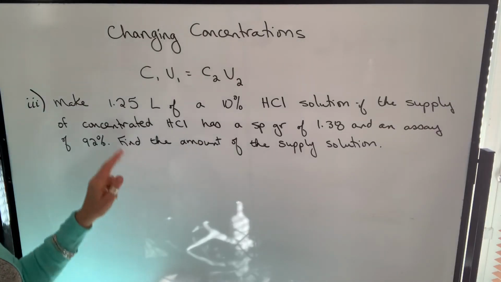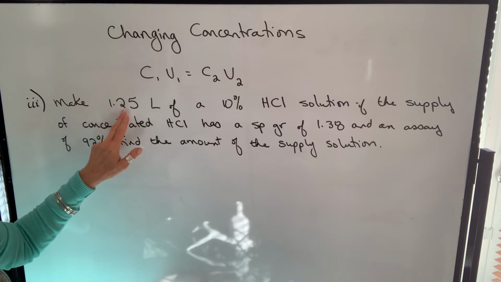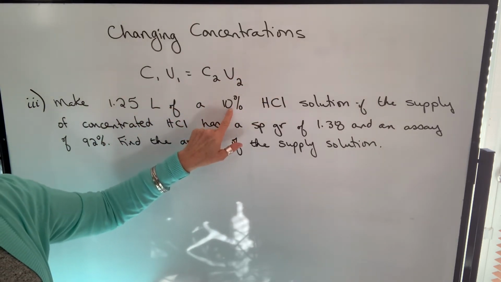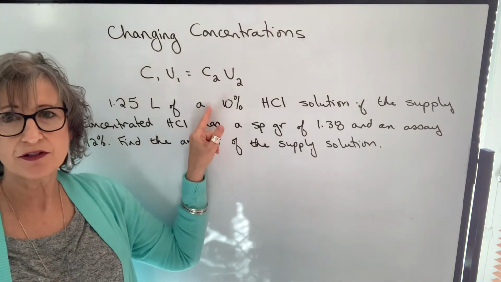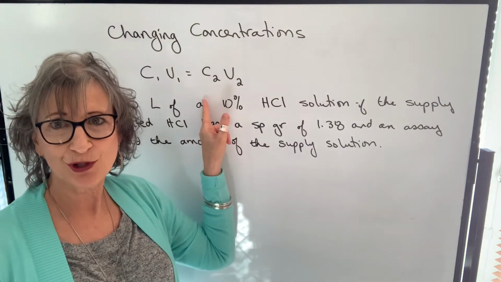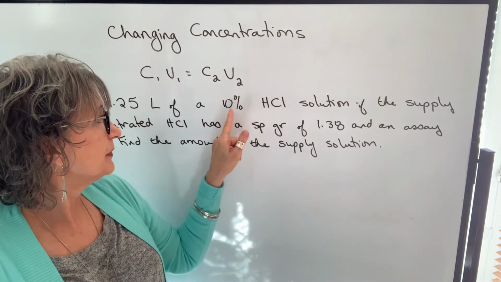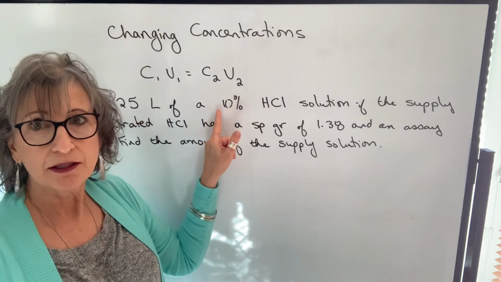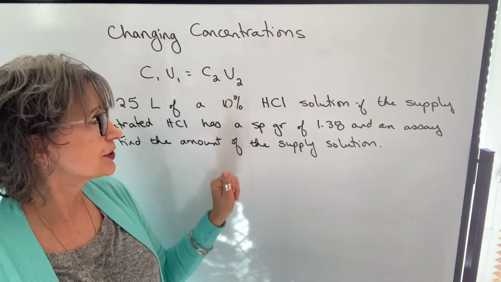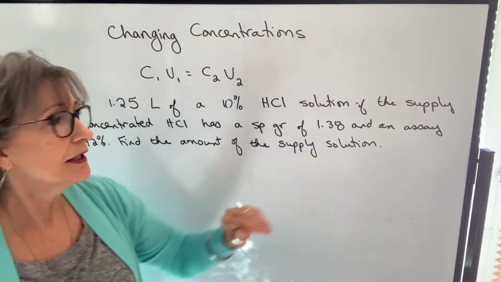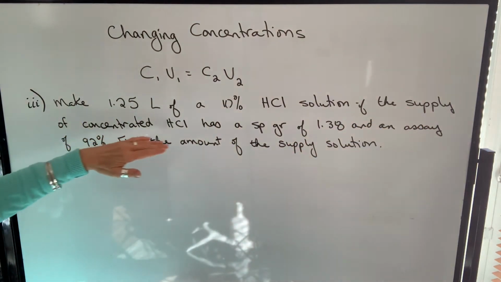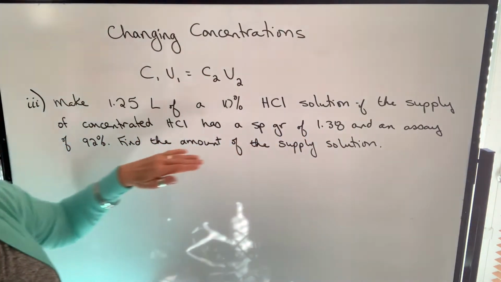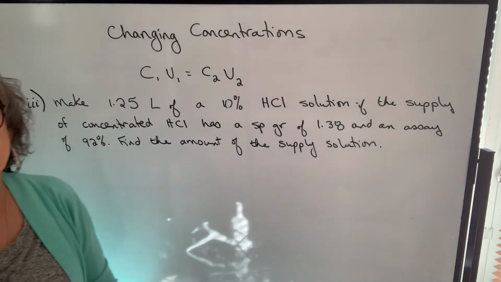In this example, we're asked to make 1.25 liters of a solution which has a concentration of 10%. This does not refer to percent purity. This is actually a unit to express concentration. It means 10 grams per 100 milliliters. So we want to make a solution that has this concentration, and we're using a supply that has a specific gravity of 1.38 and an assay of 92%.